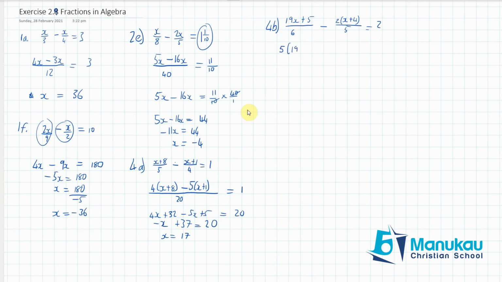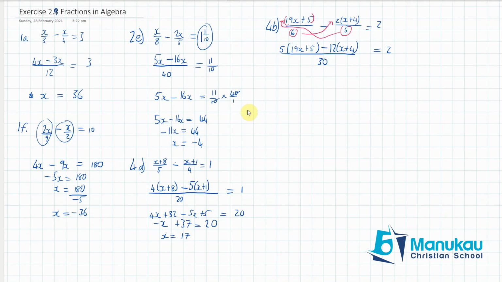into 19x plus 5, subtract 6 times 2, 12 into x plus 4, and that's all over 6 times 5 is 30, and that's all equal to 2. Now if you're a little bit shady with what happened there, I'm going and timesing that negative 2 by 6, and this 5 is going to multiply this whole thing, which I've now put into brackets.